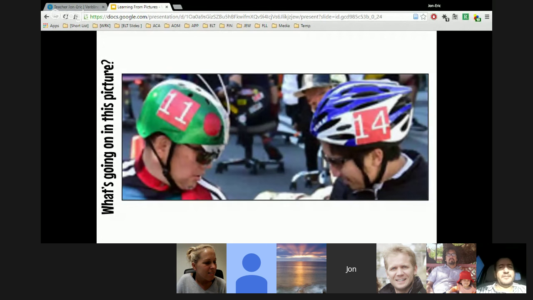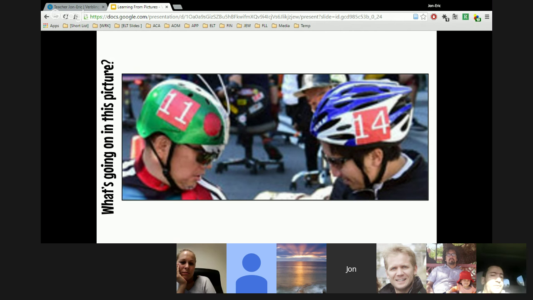The man on the left is wearing a green helmet, and the men on the right are wearing blue and white helmets. Are or is? Is wearing a blue and white helmet. Both of them are wearing sunglasses.